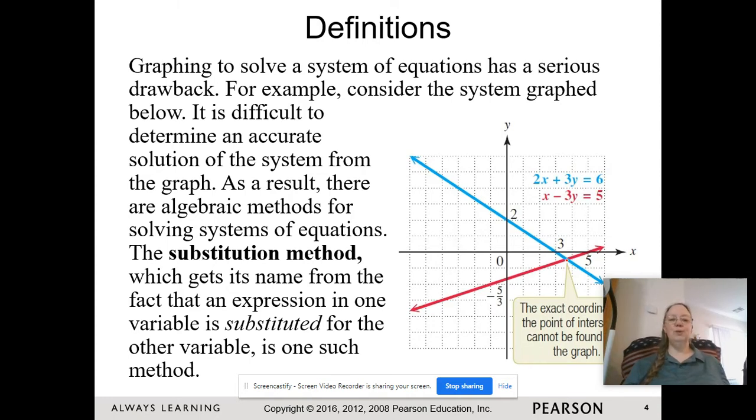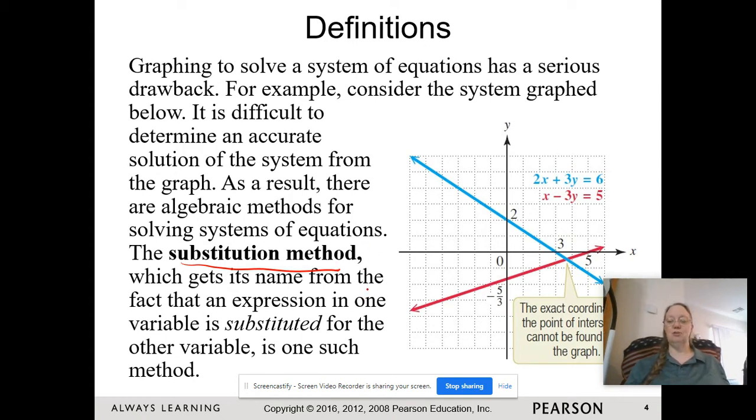And if all we were looking for is an approximation, somewhere between 3 and 4, somewhere between 0 and -1, then yeah, we might consider solving by graphing. However, if we need an exact answer, then solving by graphing isn't going to work. So we're going to use what's called the substitution method.